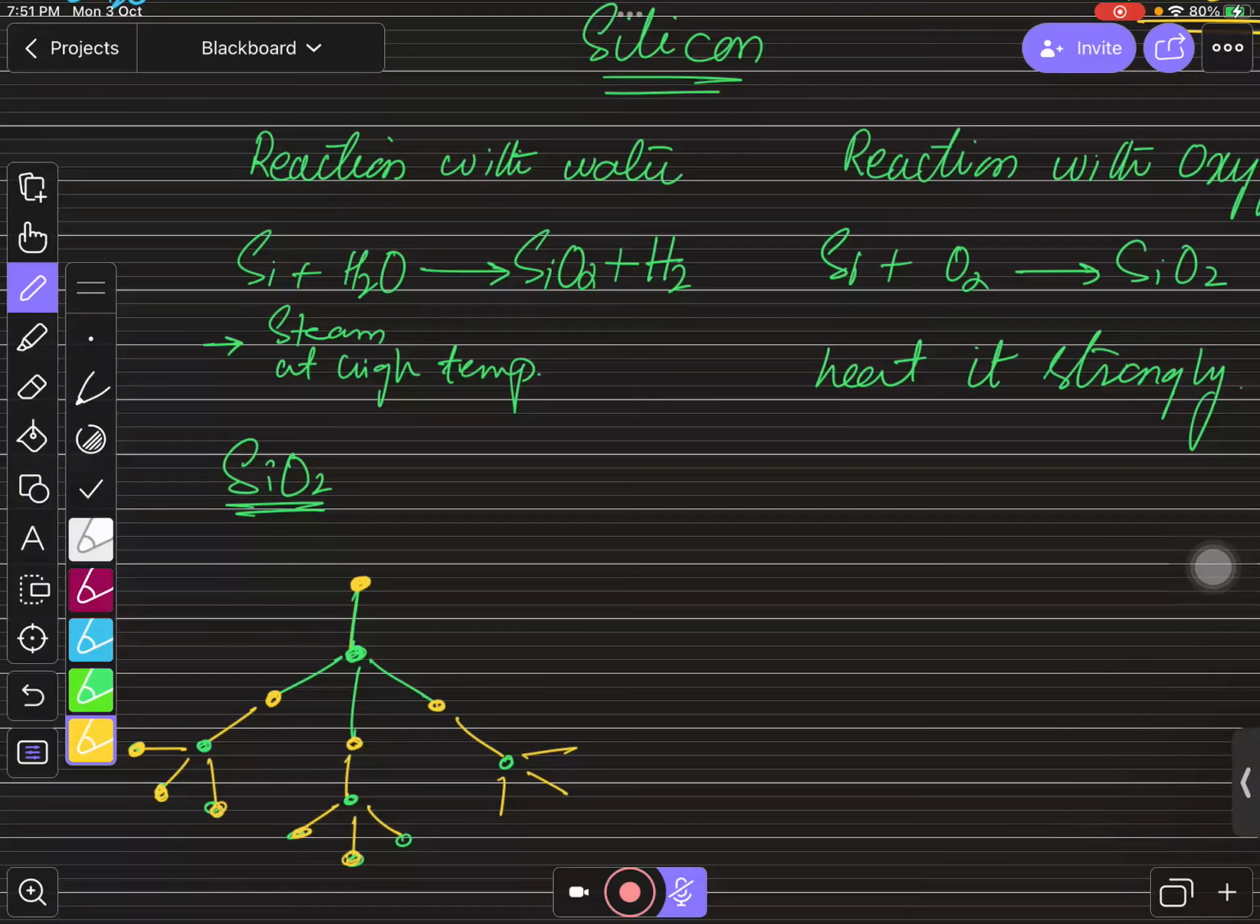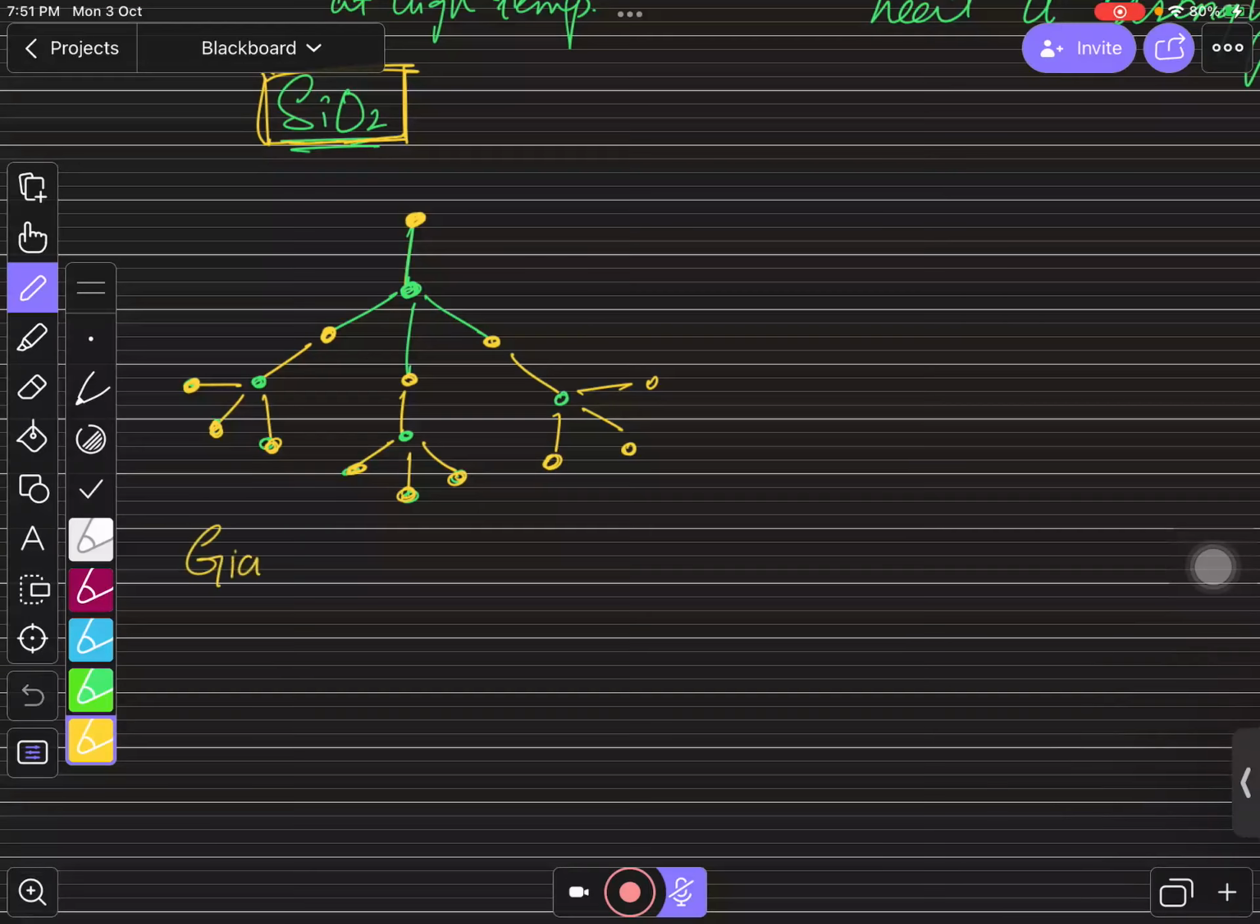So this is actually a giant covalent structure, and in the end, the simplest ratio between the elements is SiO2. SiO2 will be the final result, or you can say that on average every silicon is attached with 2 oxygens, right? So you can say that this is a giant molecular lattice, right?